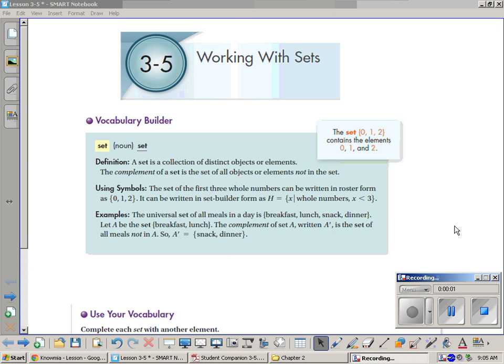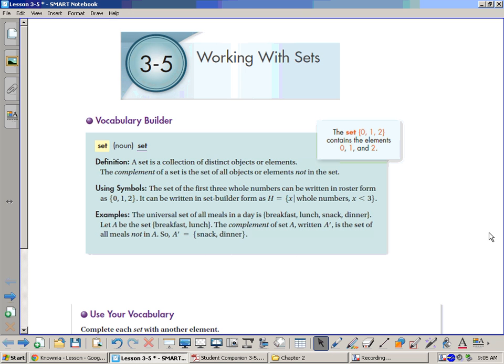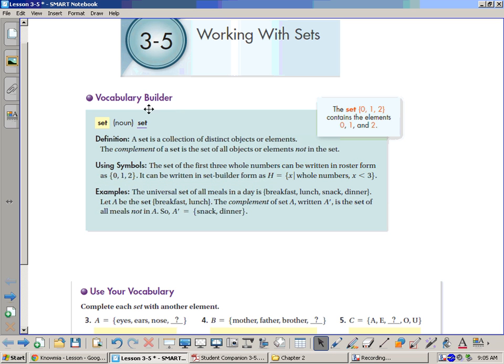Good afternoon, class. Today we're going to be working with section 3.5, working with sets. So we're going to do some new definitions first, and then we'll work into some examples. First thing we're going to talk about is what it means to be a set and the definition of that.